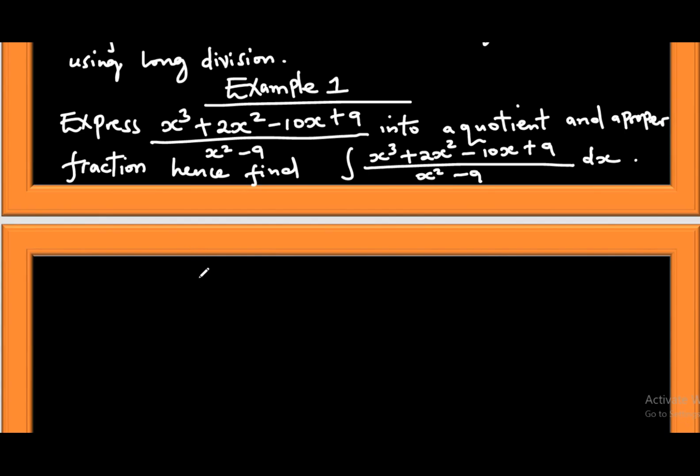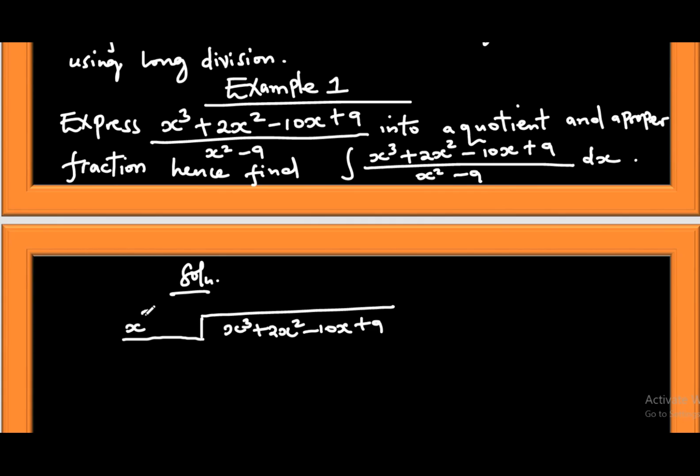So in our solution, we begin with long division. I draw a long division sign. I have the numerator as x cubed plus 2x squared minus 10x plus 9. I am dividing it by x squared minus 9. So you begin with the term with the highest power, x cubed divided by x squared. That gives us x. The same x you obtained multiplied by x squared gives us x cubed. x by negative 9 will give us negative 9x.